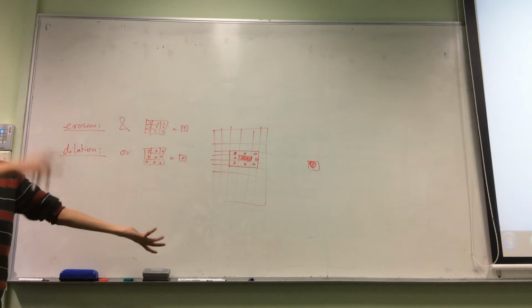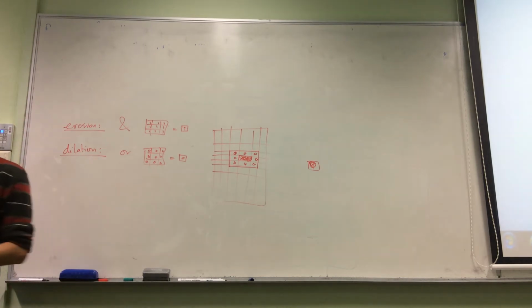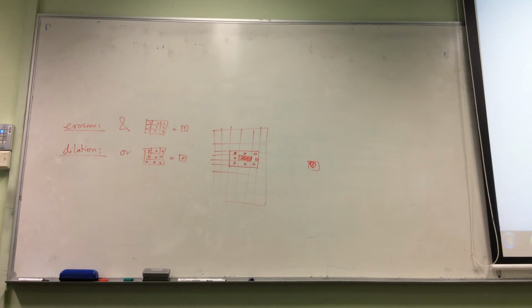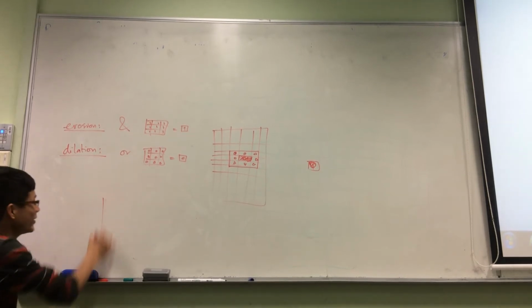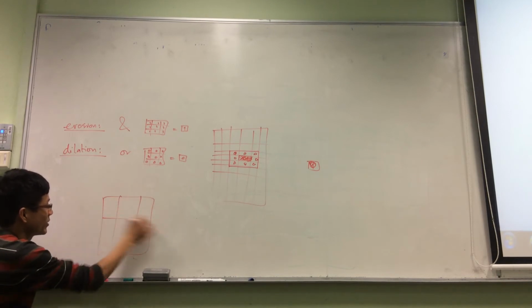Opposite. So let's do the dilations with this pixel. What's the output of this one? One, because obviously it's all one already there. So the result of this one is 1.